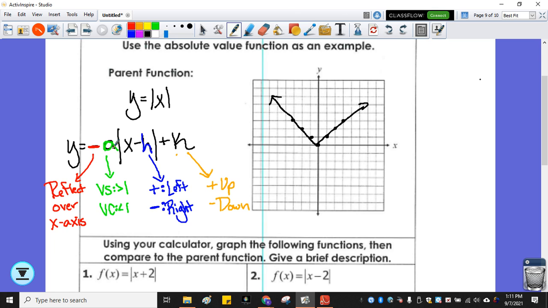If it was a square root, instead of an absolute value bar, I would have a square root sign with the h on the inside of our square root. So a cube root would have a 3 on the radical. So this transformation equation works for all of your equations.